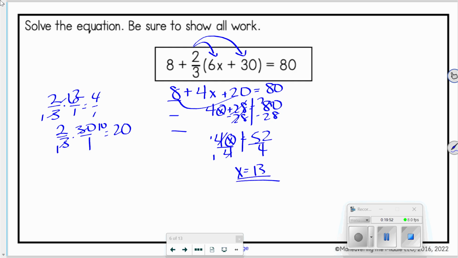You want to do a quick check? It's a little harder with the fraction, but you can. 6 times 13 is going to give me 78. 108 divided by 3 is 36. Times 2 is 72, plus 8 gives me 80, so that actually works.